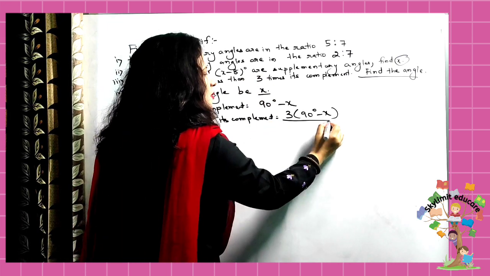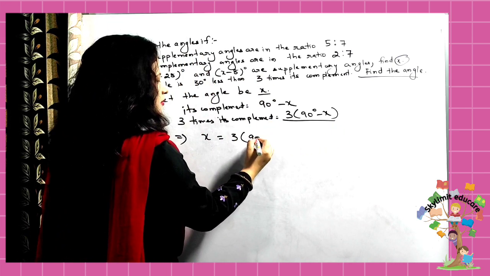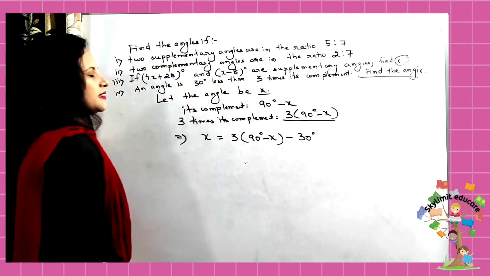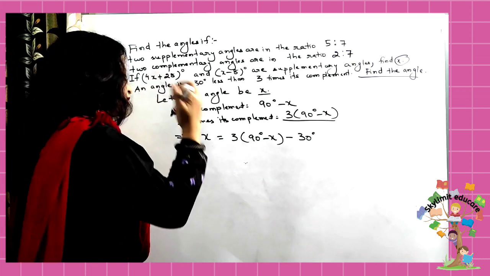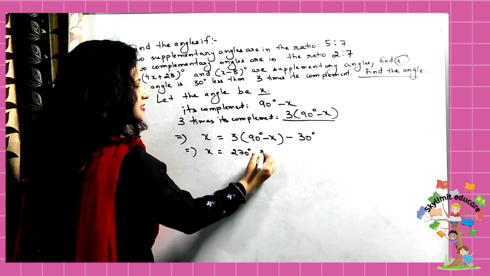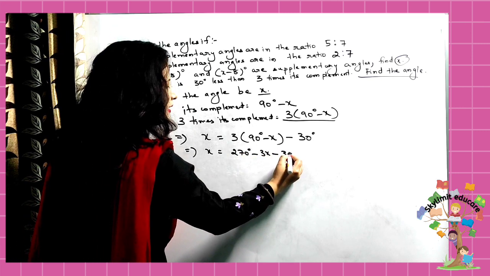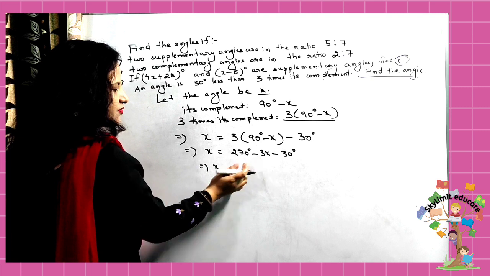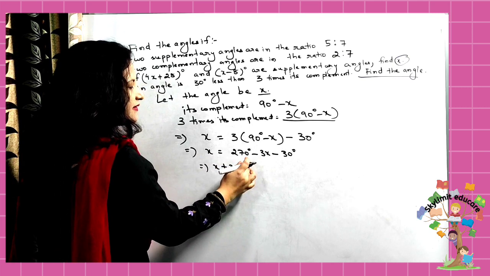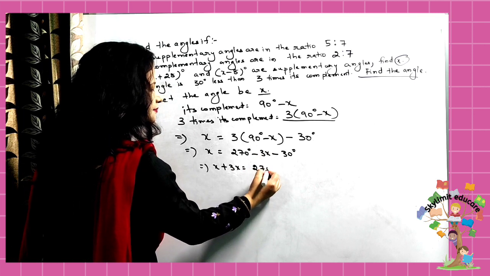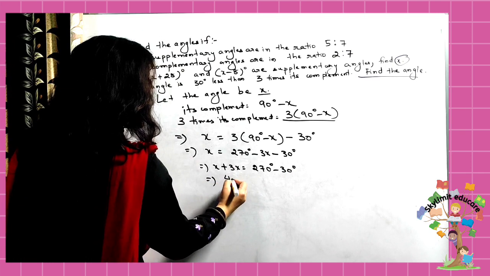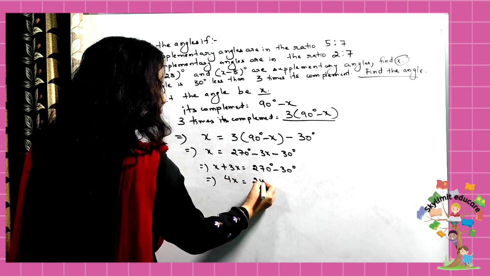3 times its complement is this much. So let us write down. And 30 less than this means minus 30. That's it. Now you got an equation, easily you can solve. So this will be 270 degrees minus 3x minus 30 degrees, right? So minus 3x I'll bring to the left hand side, it becomes plus 3x, and 270 minus 30 this side. Clear? Now I have here 4x equal to 240 degrees.